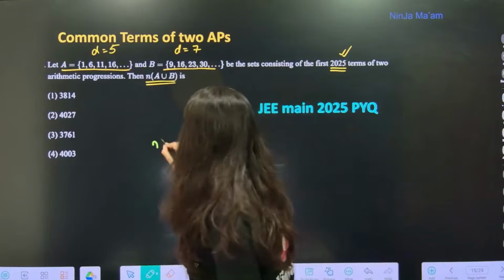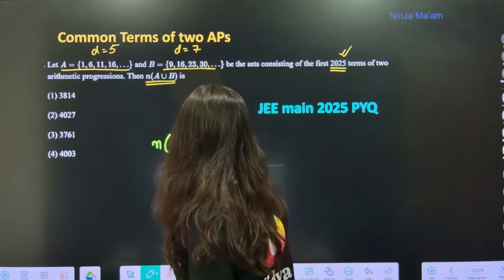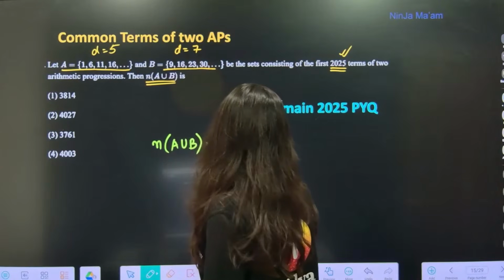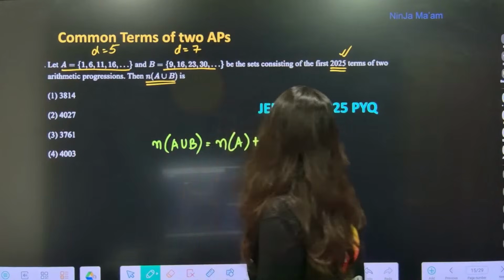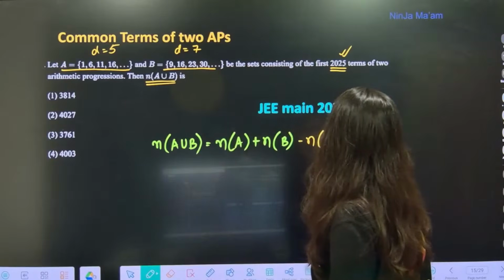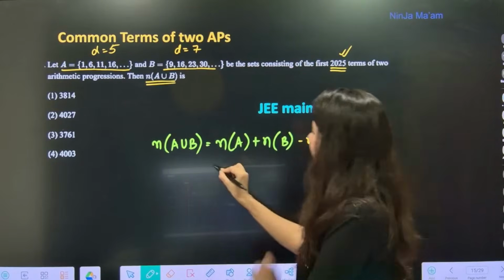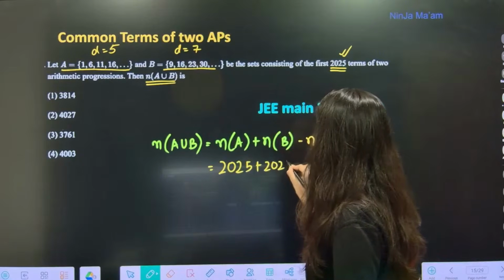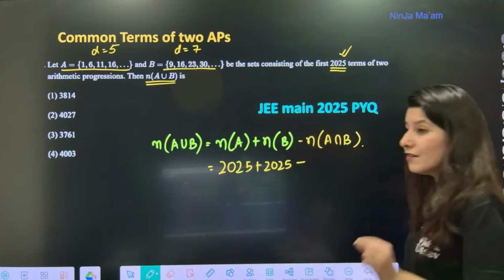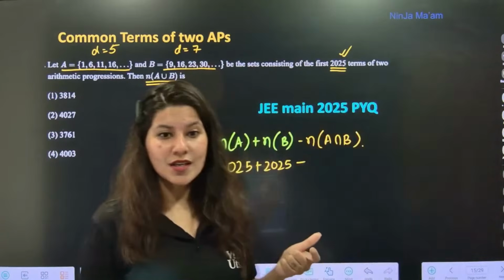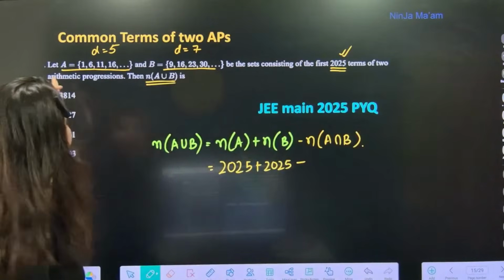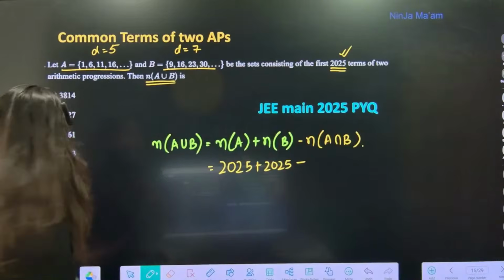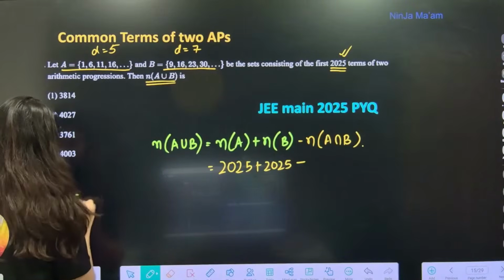We know that the cardinality of A union B is the cardinality of A plus the cardinality of B minus the cardinality of A intersection B. Cardinality of A is 2025 terms, cardinality of B is 2025 terms. But we have to subtract those terms which are common to A and B both. That means we have to figure out A intersection B.